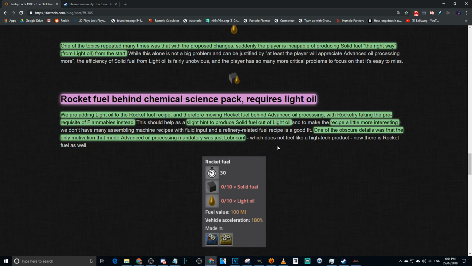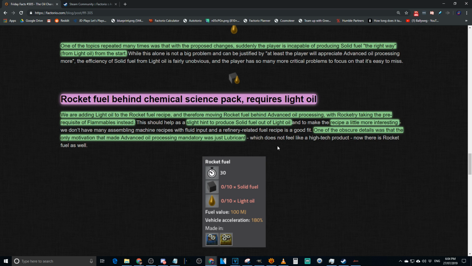Well, it means that I have to get a pipe of light oil into a chem plant to make solid fuel. And then I also need to take that exact same pipe and bring it into an assembler that potentially, because the ratios just work, into an assembler right beside it to put more light oil into that assembler to make solid fuel. Just seems ridiculous to me.